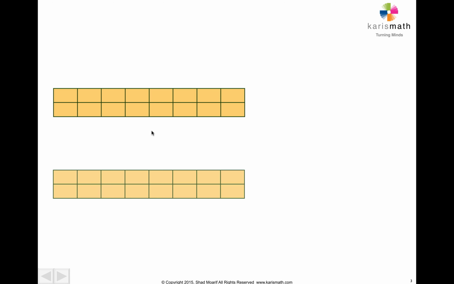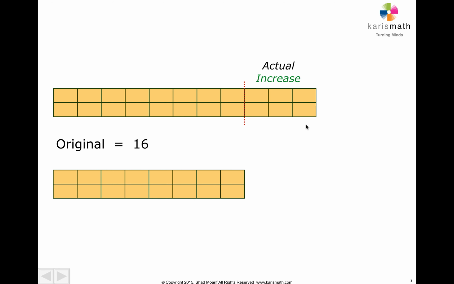First of all, you did this one. We've got two examples here for the same quantity. So the original is 16. And in the first example, we're increasing it by 6. So this is the actual increase. It increases by 6. And in the second example, we decrease it by 6. So the actual decrease is 6.